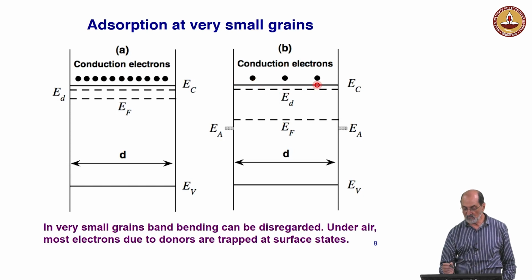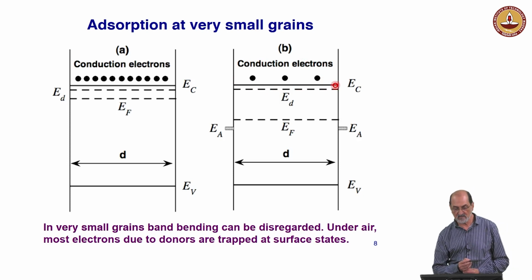Now we're not going to have intergrain barriers, so we have another grain close to it, and the electrons are going to flow from one grain to another freely because there is no intergrain barrier. As it says here, in very small grains, band bending is disregarded. Most electrons are trapped on surface states, but not all of them. And the conductivity is going to depend directly on the density of those conduction electrons remaining in the conduction band. We are going to build on this.